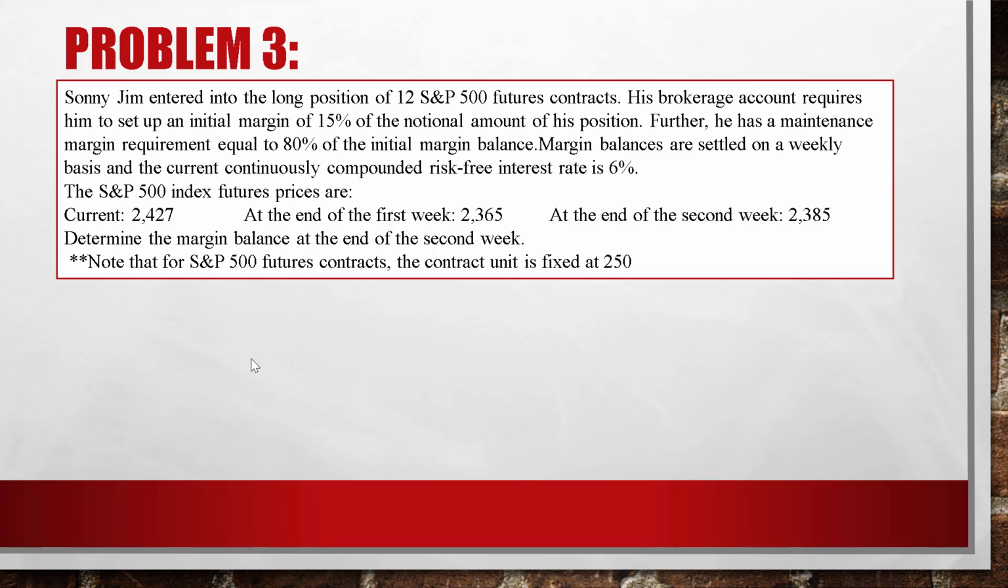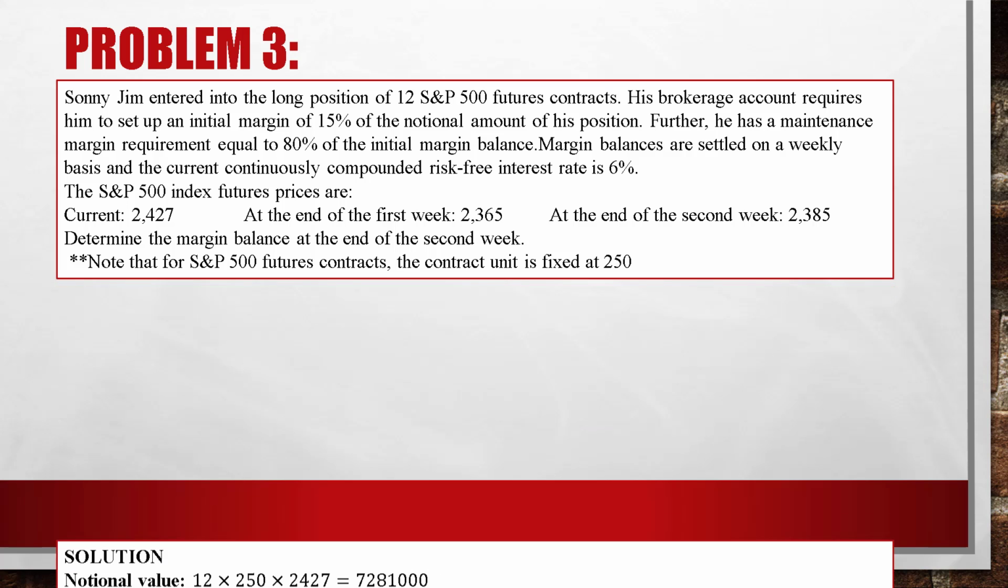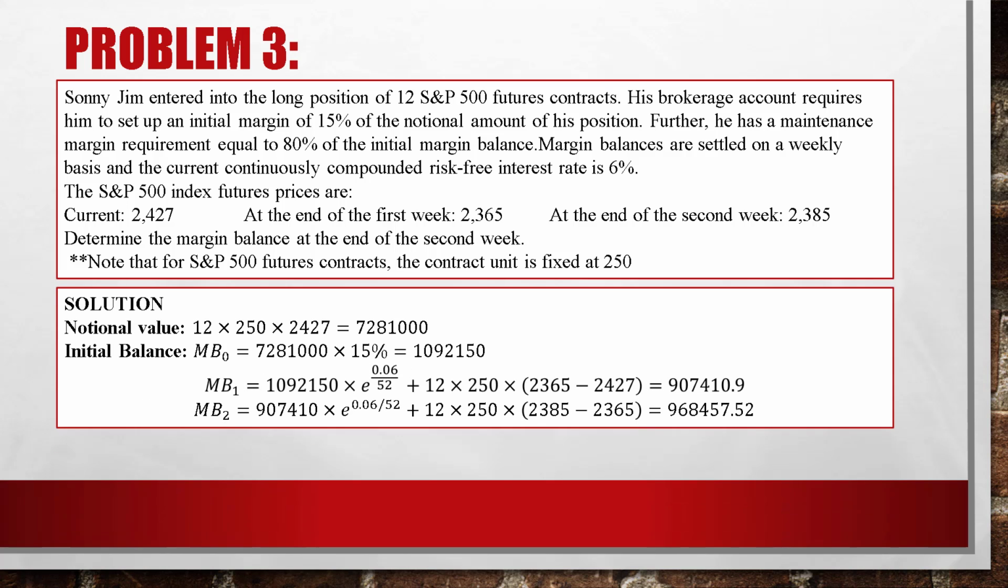Again, for problem 3, there are two ways to solve this problem. You can either apply the method in the first problem or the method in the second problem. Here I'm going to use the first problem method. First, the notional value. We take the number of contracts, 12, times the number of units in each contract, which is 250, times the current price of each unit. So we got 7.2 million, around 7.3 million.